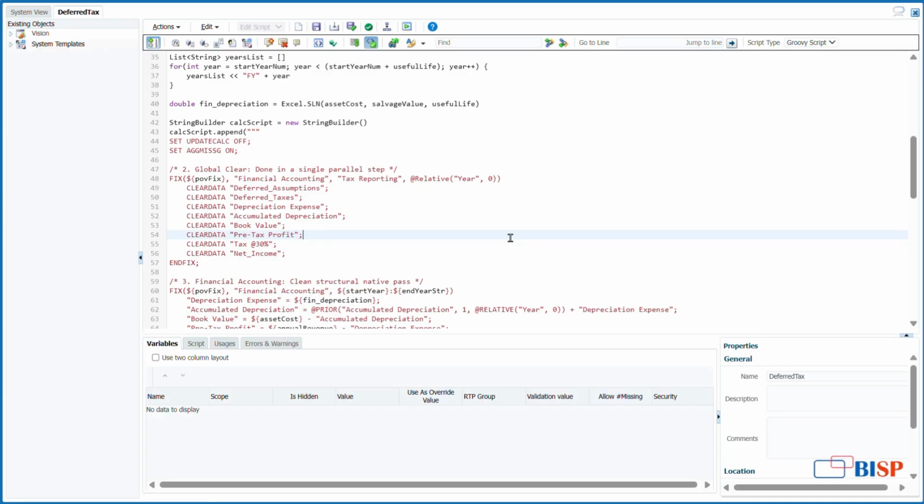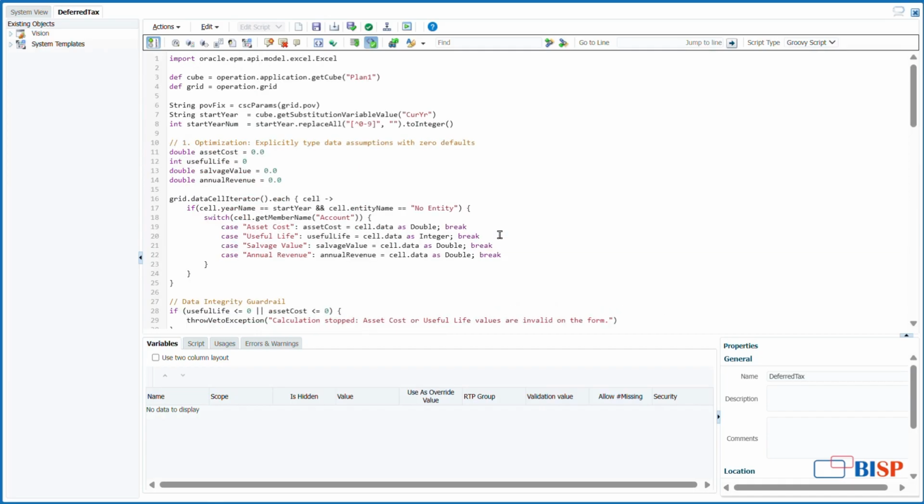Now that our Excel model is ready, let's implement the same business logic using a Groovy Business Rule in Oracle Planning. The objective of this script is exactly the same as our Excel sheet. It calculates depreciation using two different methods, computes the deferred tax liability, and writes all the calculated values back into the planning cube automatically. Let's understand the script step by step.